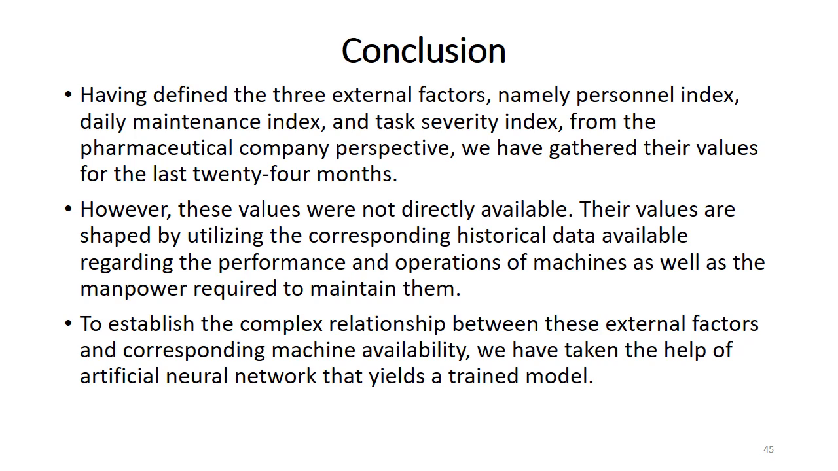We defined 3 external factors and we gathered their values for the last 24 months, but we should note that the values were not directly available. Their values were shaped by utilizing the corresponding historical data available from the company. Then we established a complex relationship between these external factors and the corresponding machine availability with the help of artificial neural network.